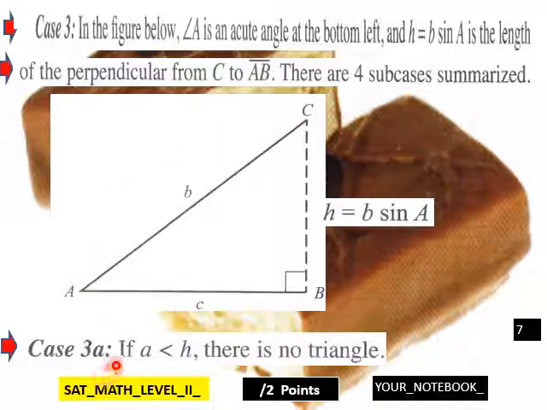Case 3A, if a is less than h, so if a here is less than h, there is no triangle. So if the length a here is less than the height, there's no triangle, so we have no triangle there.